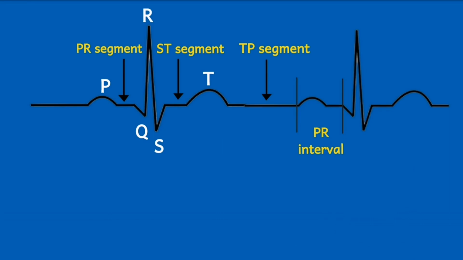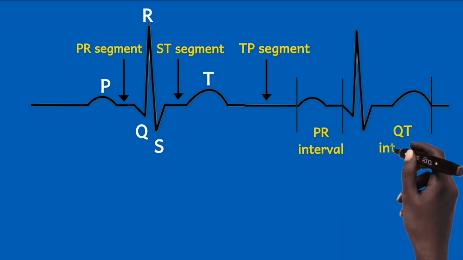Then, from the beginning of the Q wave to the end of the T wave is known as the QT interval. It also has a diagnostic value. So kindly note that aside the P wave, the QRS complex, and then the T wave, there are 3 segments and then 2 intervals. We can have an interval called RR interval, but we will look at that later when we are calculating the rate of the heart.